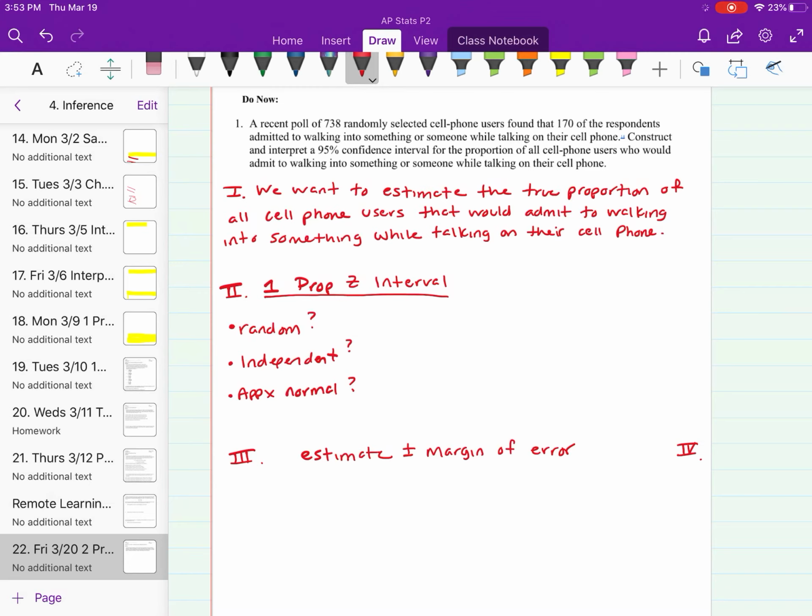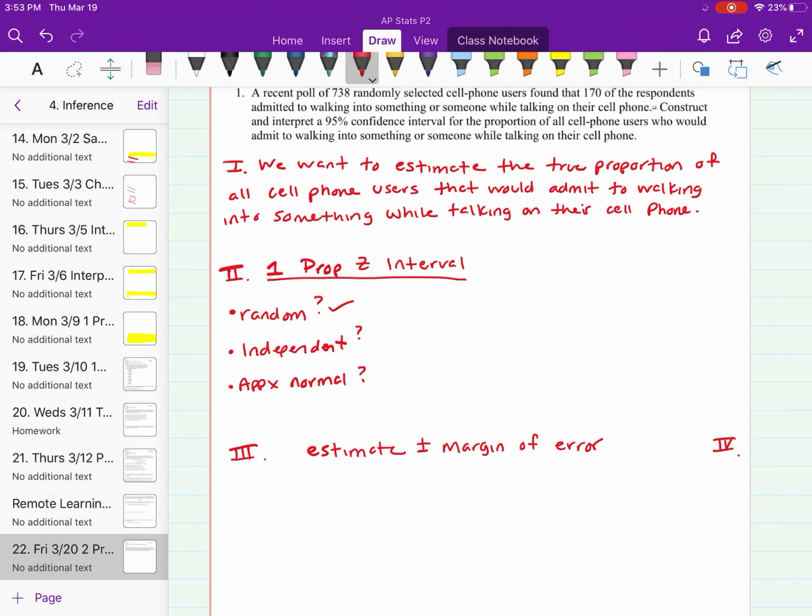Step 2, this is where we check our conditions and state our inference procedure. This is a 1 prop z interval, which if you have graphing calculators, remember that's when we went down to letter A. Stat tests go down to letter A. The 3 conditions we have to check are that it's a random sample, independent, and approximately normal. Random, it says it in the problem, so we can go ahead and check that off.